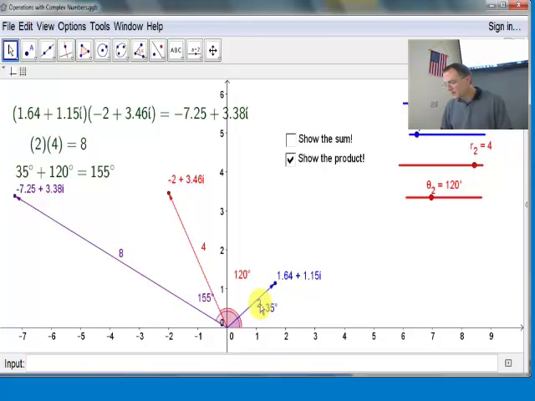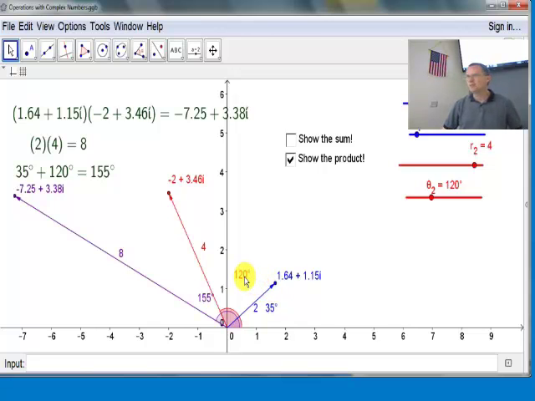But suppose we have a complex number like 1.64 plus 1.15i. And we multiply it by this one up here, negative 2 plus 3.46i. Two things about it are interesting to me. How far it is from the origin up to that point. And the way I've got this designed, it's exactly 2 units from the origin up to that point.